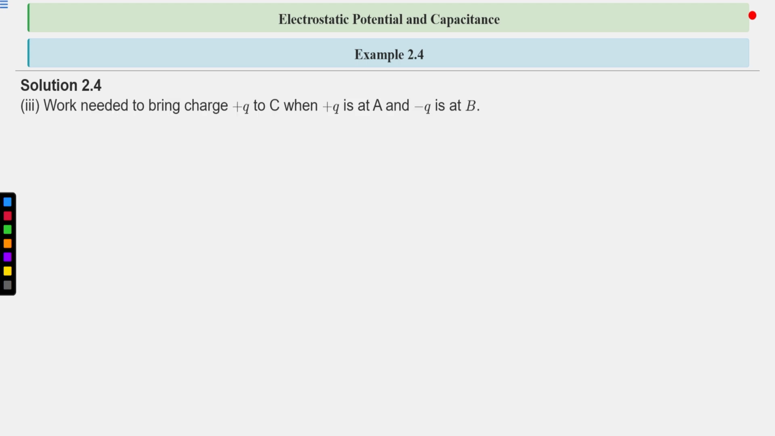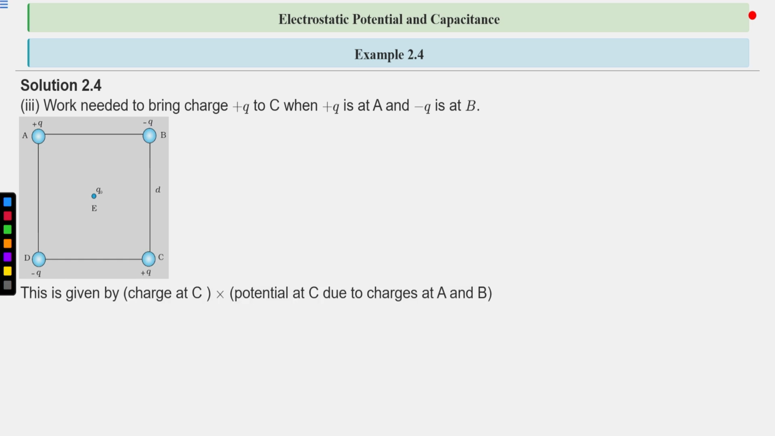Now, the work needed to bring charge plus Q to C. Now, there is charge minus Q present at B, and a charge plus Q present at A. Now we are bringing plus Q to C. What is the work done to bring charge plus Q to C when plus Q at A and minus Q at B are present? These two charges are now present, this charge and this charge. So now we are going to bring this plus Q charge to C.